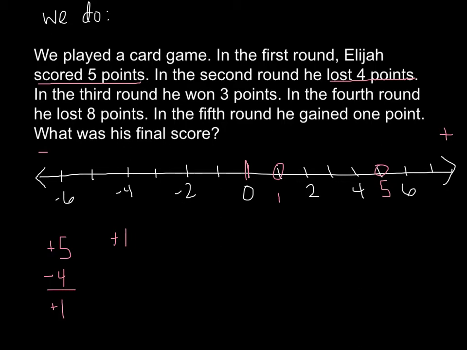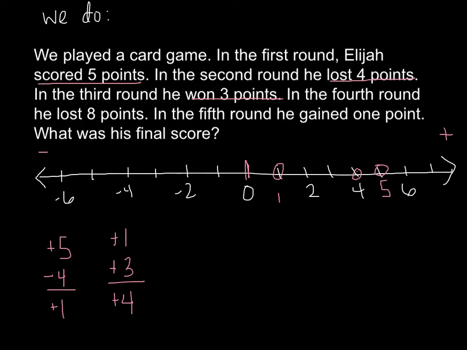From there, in the third round, he won 3 points. That's nice. He won 3 points. So starting at the positive 1 where he left off, he's going positive 1, 2, 3, which makes him land on positive 4. So positive 1 plus positive 3, as you already know, is positive 4. 1 plus 3 is 4. And so here he is on 4.